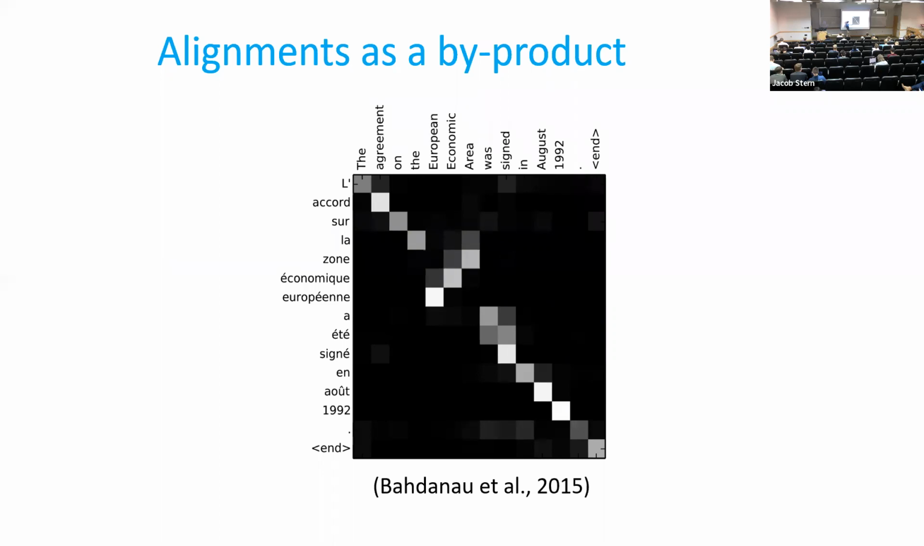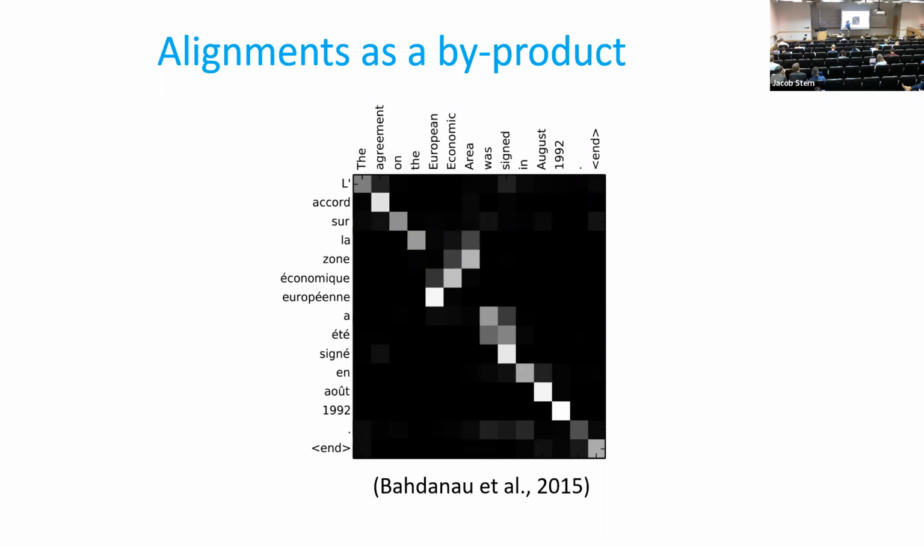And so you can see, what does it pay attention to? Le, which makes sense, right? Okay, so let's go to the next one, agreement. What are we paying attention to? Accord. On is paying attention to sur, the, la. And then, oh, wait, this is kind of interesting. So European is not paying attention very much to the next word. Up to here, we were just looking at the words in the same positions. But what is European looking at in the previous hidden states?